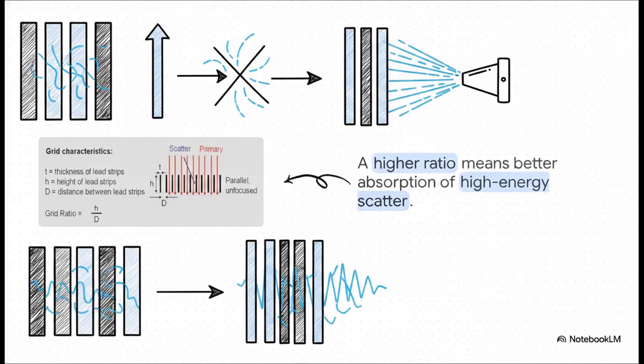To measure just how good a grid is at its job, we use something called the grid ratio. The math is super straightforward. It's simply the height of the lead strips divided by the distance between them. A higher ratio means those lead strips are either taller or packed closer together, and that means a much stronger ability to soak up high-energy scatter radiation, which is especially crucial when you're working with higher voltage X-rays.